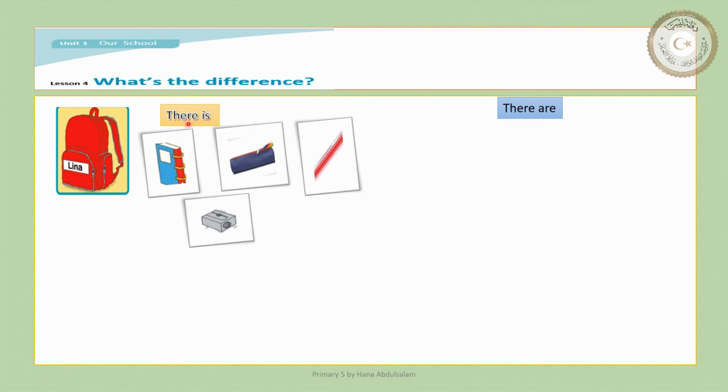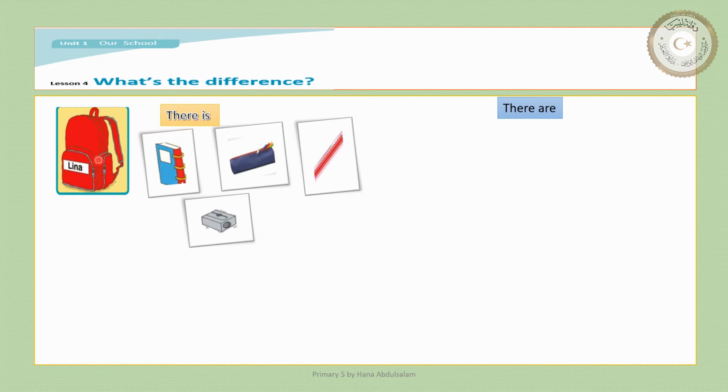Why do we use with them there is? Because only one notebook. So we can say there is a notebook. There is a pencil case. There is a ruler and there is a pencil sharpener. Ready now? So now we are going to ask a question, but we don't have there are because we don't have more than one. So all of them one, and one. So we use there is.